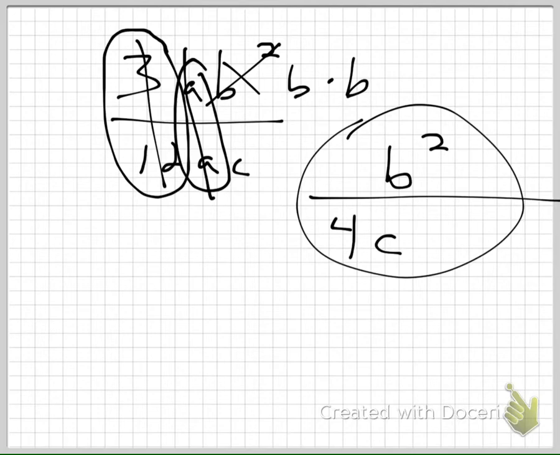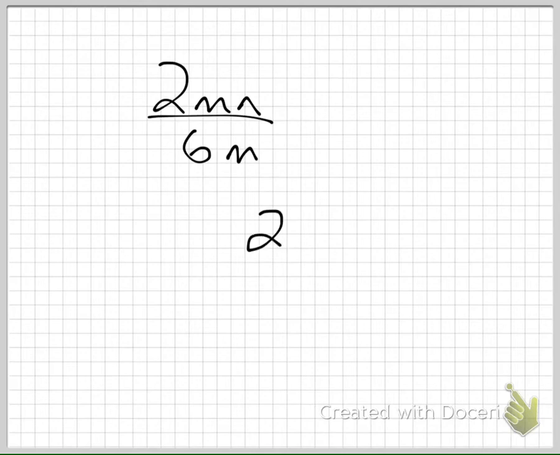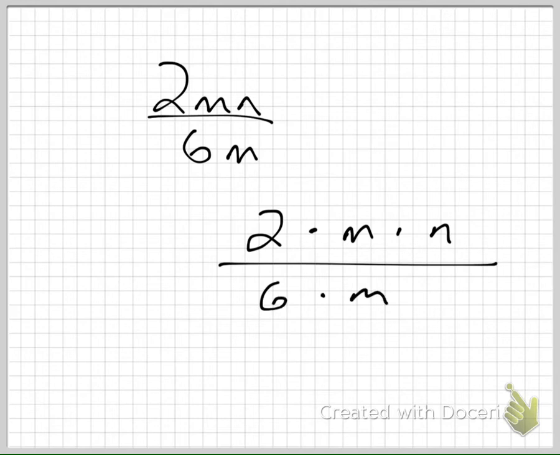Okay? Let me give you one. 2mn over 6m. I want you to reduce that for me. Simplify it, they would say. Or write in simplest form. The thing to do in this situation would be to write them all out. This is 2 times m, and I won't do a dot. 2 times m times n over 6 times m. What you can do here is this.